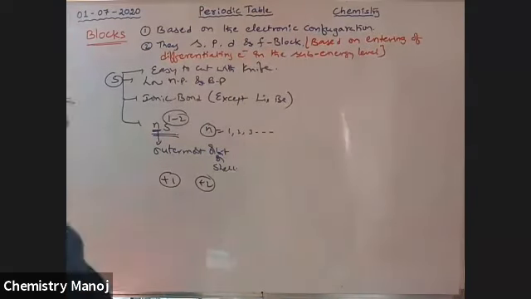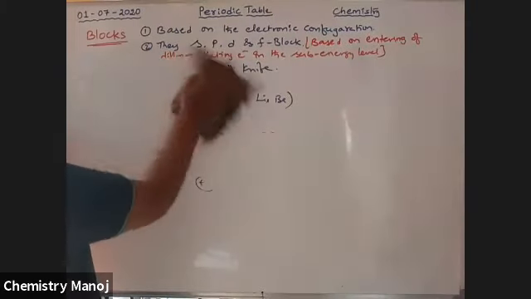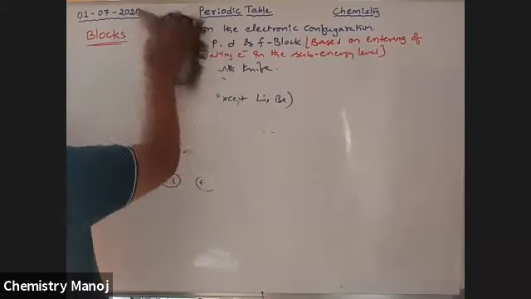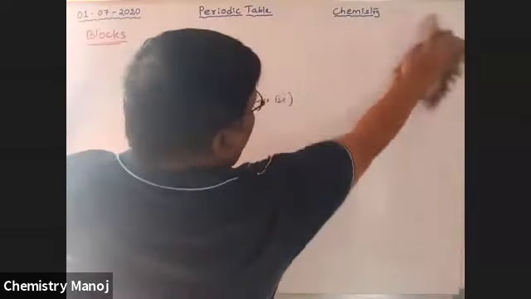Now we are taking P block elements. What are these P block elements? In S block, all are metals, and mostly those are active metals.